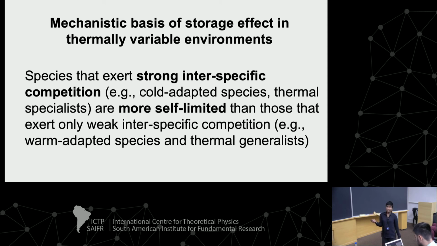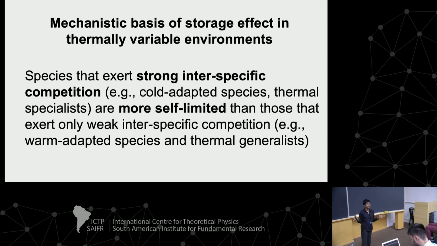Or Chesson's idea. Chesson's pretty accessible. Species that exert strong interspecific competition, for example, cold adapted species or thermal specialists. Why do they exert strong interspecific competition? Because they have lower R stars, right? If you have a lower R star, that means you have set the resource level to be so low, it's very hard for something to come in, right?